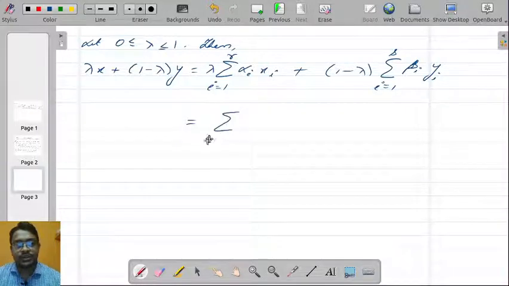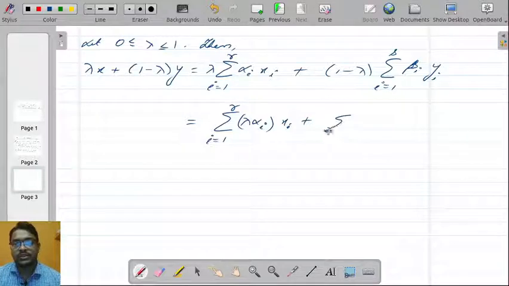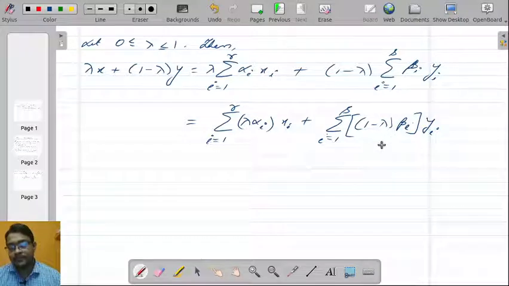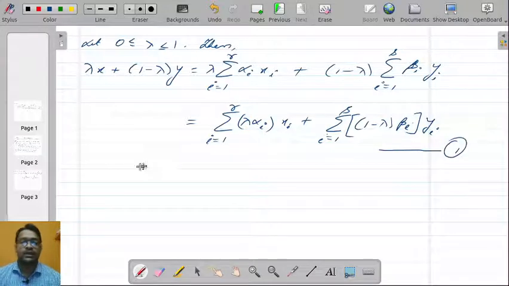So, this is nothing but summation i goes from 1 to r, I can take this lambda inside, lambda alpha i into xi, plus summation i goes from 1 to s of 1 minus lambda into beta i into yi. So, this is a linear combination of x1, x2 up to xr and y1, y2 up to ys. Now, if I want to show that this is actually a convex combination, then I have to show that each scalar lies between 0 and 1 and the sum of all the scalars is equal to 1. So, let us keep this one as 1.